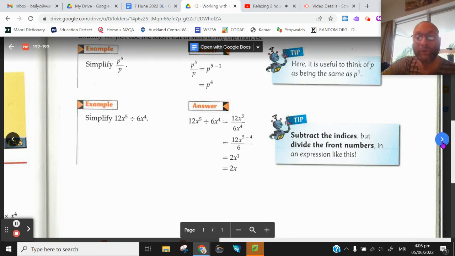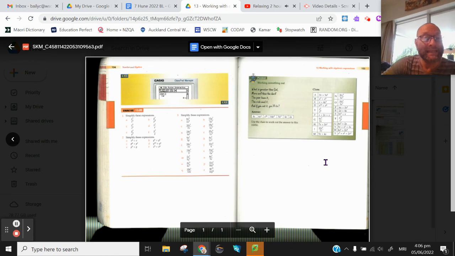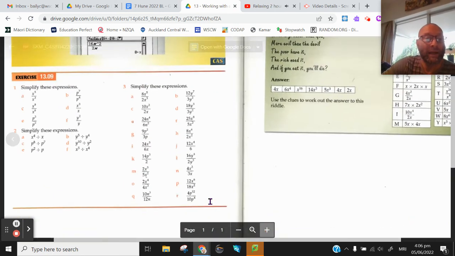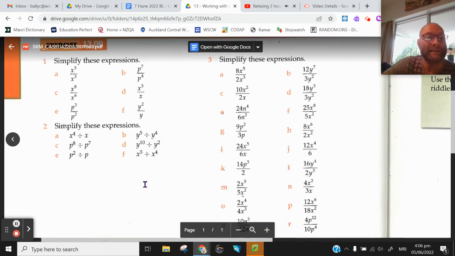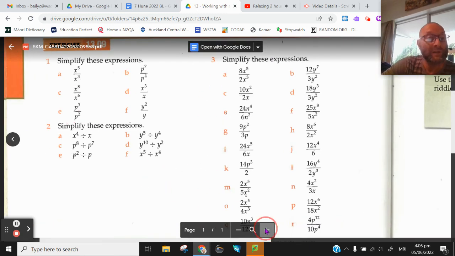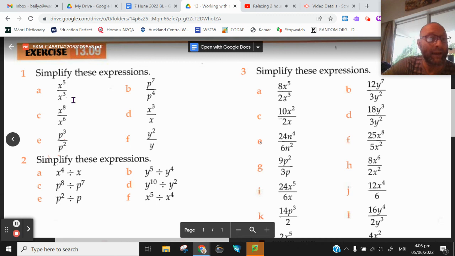All right, we're now going to be ready for exercises 13.09. Let's try a couple together, okay? So simplifying x to the power 5 over x to the power 3. What we've just learned is that when we are dividing powers with the same base, we simply subtract the exponent. So x to the power 5 over x to the power 3 is going to be x to the power 5 minus 3, or x to the power 2. X to the power 4 divided by x would give us x to the power of 3.